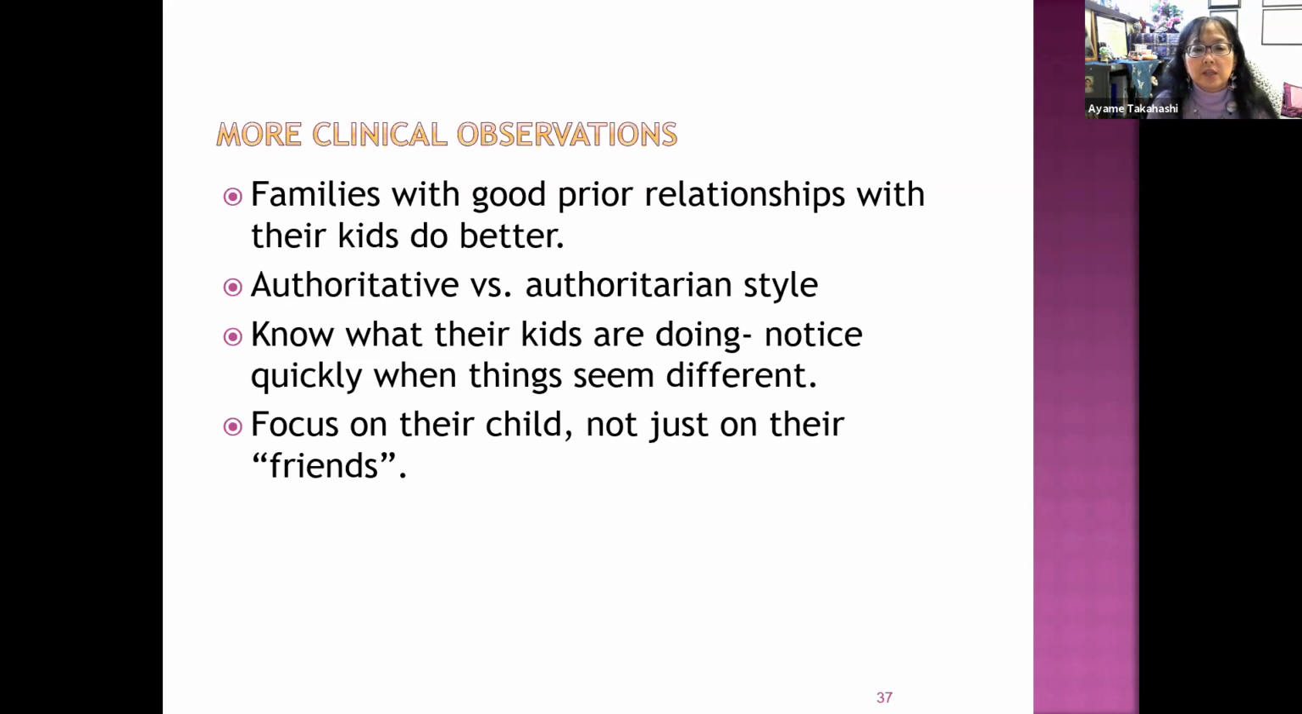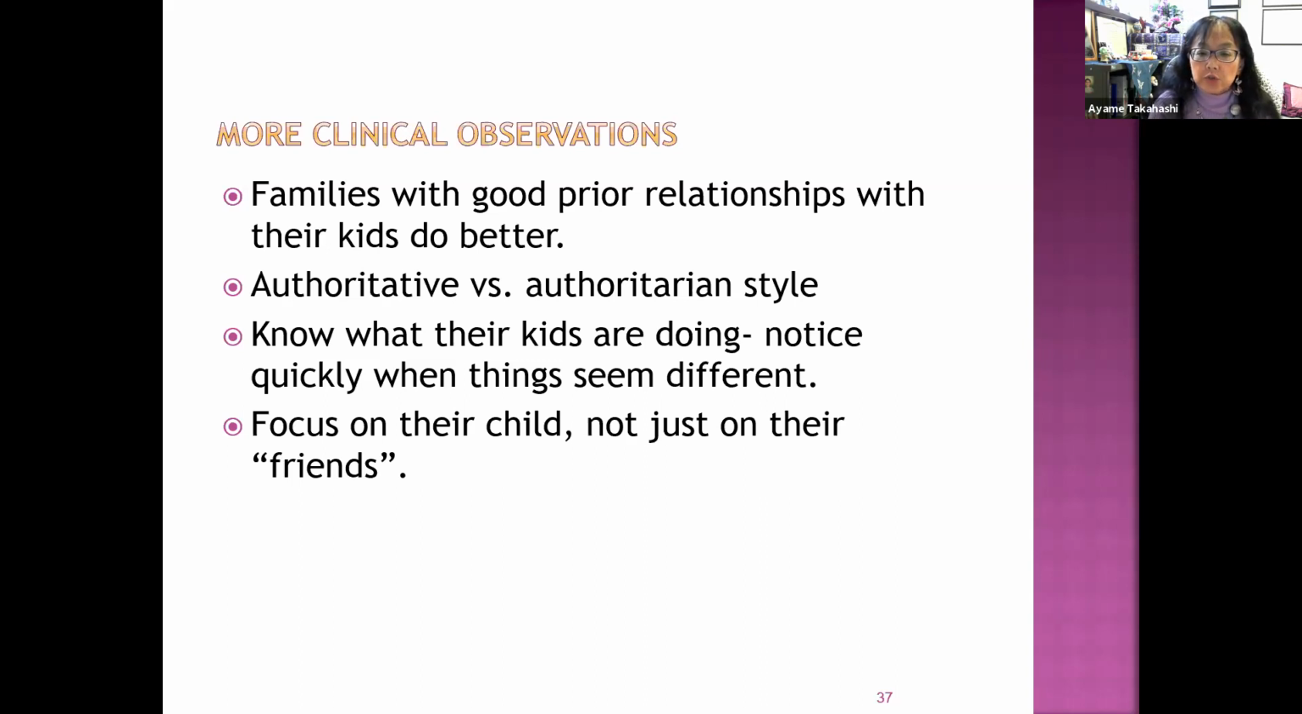So the authoritative versus authoritarian style. Again, this father really demonstrated perfectly the authoritative versus authoritarian. So authoritarian is where you are very rigid, black and white, you do this or else, and very kind of punishment focused. Authoritative style is where the parent is in charge, but they're actually pretty good at listening to their kids, and they lay down their law, but they're less black and white.